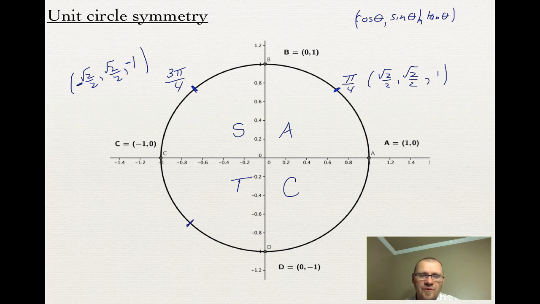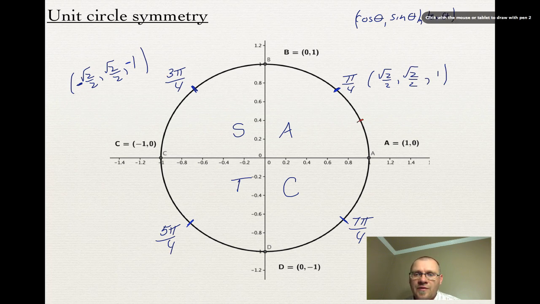That applies for 5 pi over 4 as well as 7 pi over 4. Same coordinates. We don't have to write them in because we know if we only write them in the first quadrant, there's some symmetry here and the coordinates are the same, just the signs are different.